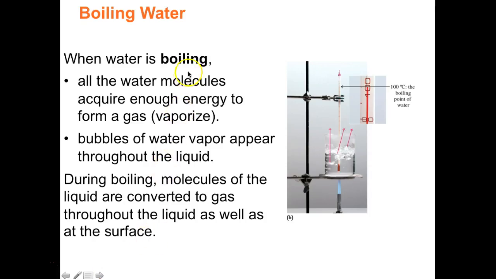So when water is boiling, what is happening is the liquid water molecules are acquiring enough energy, and once they become gas, they leave the surface. And that boiling is when you see those bubbles appearing. That's where the gas, the vapor, is escaping off the surface of the liquid.